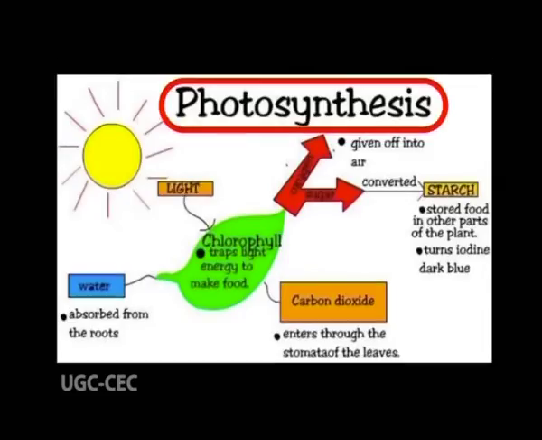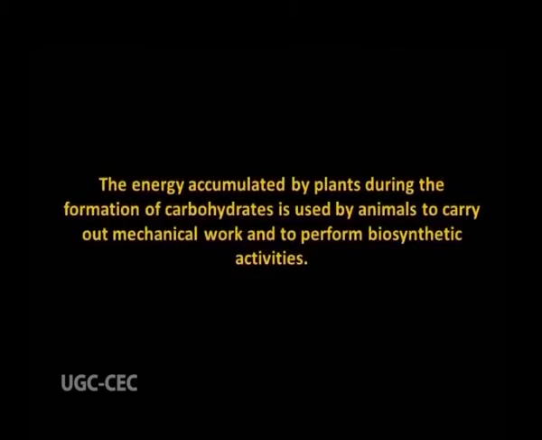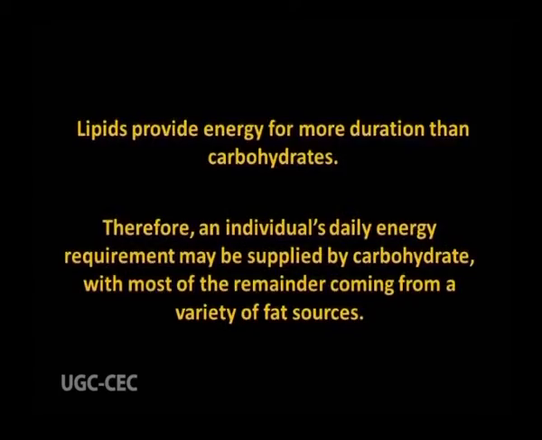It results in both the liberation of oxygen gas into the atmosphere and the transformation of light energy into the chemical energy of carbohydrates. The energy accumulated by plants during the formation of carbohydrates is used by animals to carry out mechanical work and to perform biosynthetic activities. Carbohydrates and lipids are a principal source of energy for human beings. Lipids provide energy for a longer duration than carbohydrates. Therefore, an individual's daily energy requirement may be supplied by carbohydrate, with most of the remainder coming from a variety of fat sources.